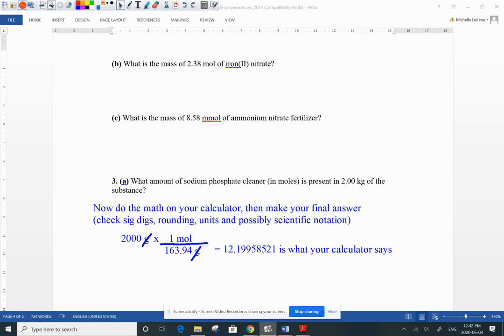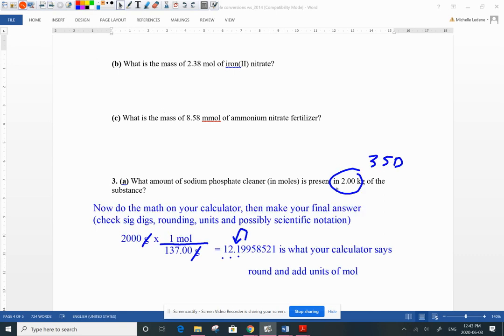Okay, so now on your calculator, you just plug your numbers in. 2,000 times 1 over 163.94. That just means you're dividing by that number, right? 2,000 divided by 163.94. And your calculator has all of these digits, 12.199, blah, blah, blah. So again, your calculator does not do units. It doesn't do rounding. That's up to you to do.